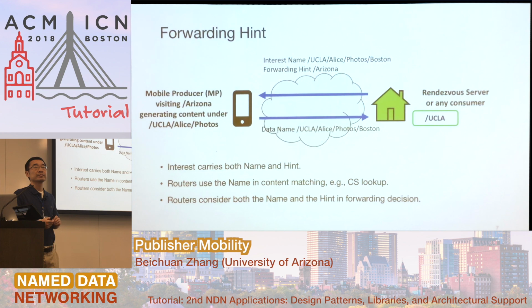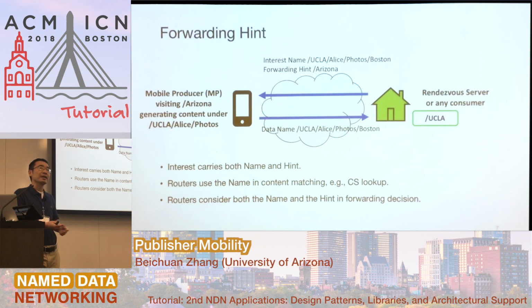Why can't you just publish under Arizona, and then it is photos posted, and then have a rendezvous point where you tell it, okay, my new prefix is under Arizona, so you don't have to have this forwarding hint. That's a different way to do this, but the problem is then the producer, when they sign the data, they have to name and assign the data based on where they are. So I think that's much more problematic than doing this.